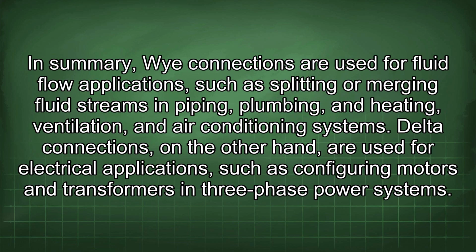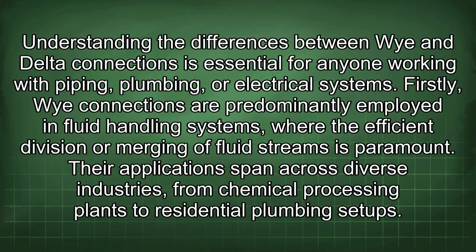In summary, Y connections are used for fluid flow applications, such as splitting or merging fluid streams in piping, plumbing, and heating, ventilation, and air conditioning systems. Delta connections, on the other hand, are used for electrical applications, such as configuring motors and transformers in three-phase power systems. Understanding the differences between Y and delta connections is essential for anyone working with piping, plumbing, or electrical systems.